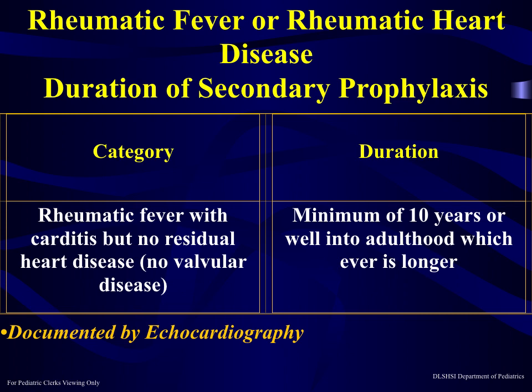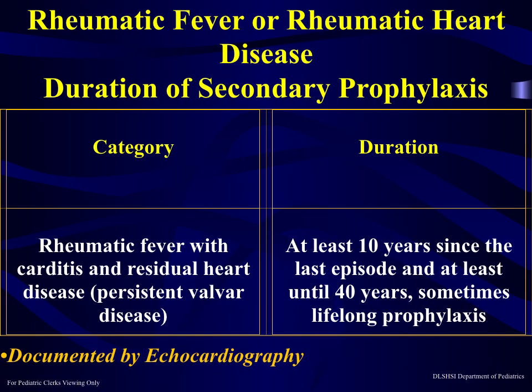For patients with rheumatic fever with carditis but no residual heart disease, no valvular disease, the minimum is 10 years or well into adulthood, whichever is longer. And for those with RF with carditis and residual heart disease such as persistent valvular disease, at least 10 years since the last episode and at least until 40 years, sometimes lifelong prophylaxis.